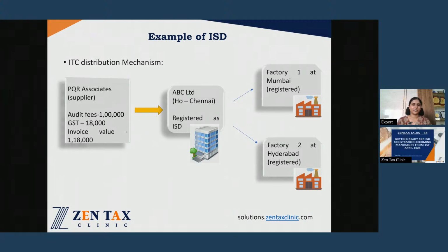So PQR Associates, an audit firm, is supplying audit services to this ABC Limited. So this audit service is covered for the whole organization. So in this case, the audit firm is charging GST of 18,000. So the ABC Limited will distribute the credit among the Mumbai factory as well as the Hyderabad factory. So the ratio for dividing these services will be based on the turnover of each factory. In future slides, we will see how these turnovers are calculated and how these proportions should be made. To get a basic understanding, we have provided this.